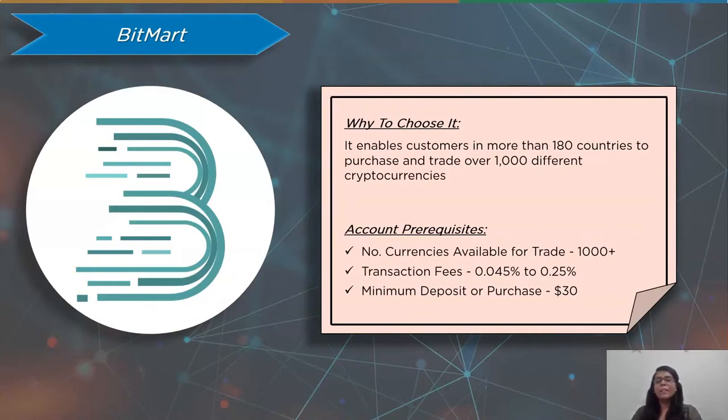Let's have a look at the account prerequisites for Bitmart. Bitmart offers 1,000 plus cryptos for trading with a very small transaction fee that ranges between 0.045% to 0.25%. Also, coming to its minimum deposit or purchase, the price is $30 when purchasing via Bitmart. For spot trading, the price is not published yet. Now, let's have a look at its pros and cons.